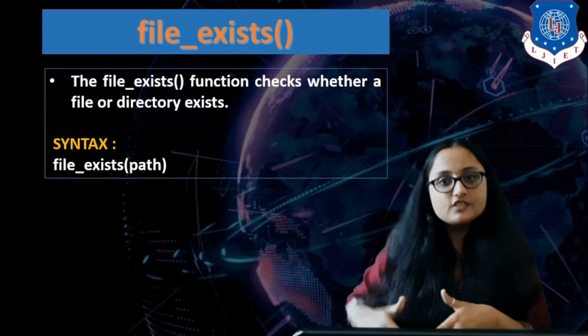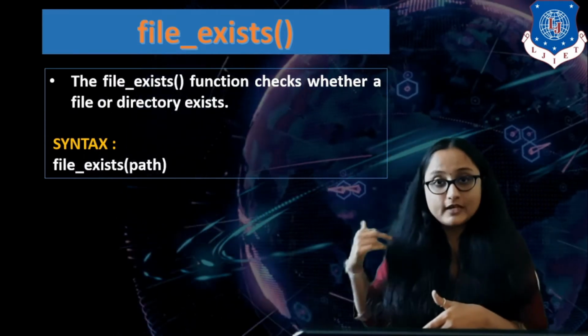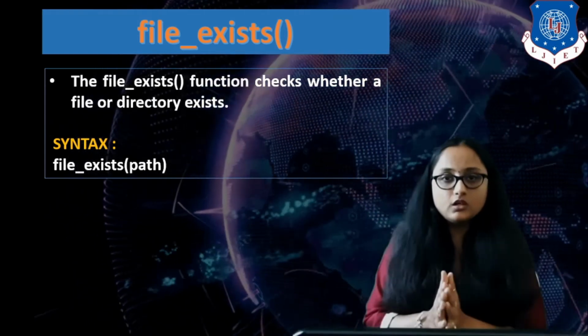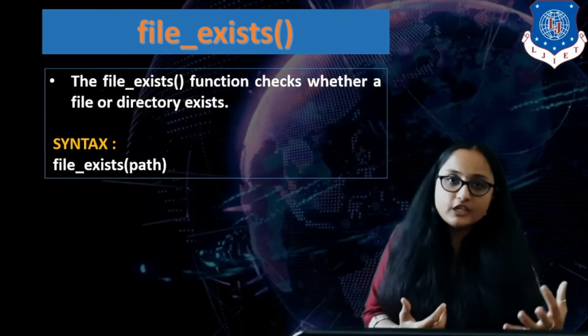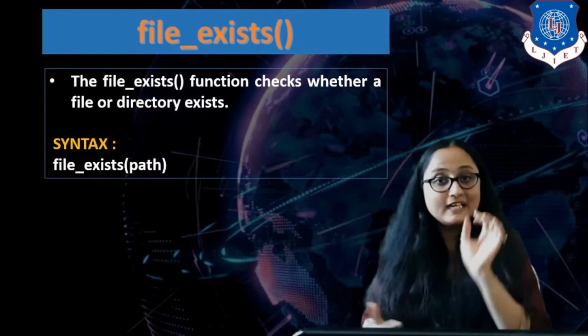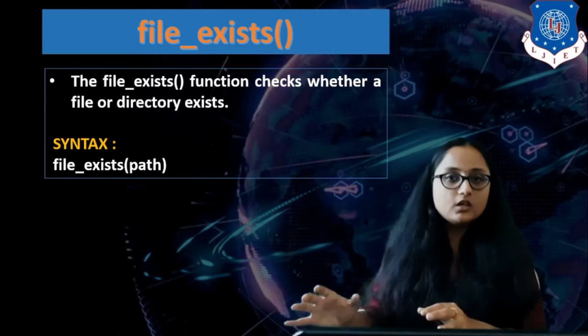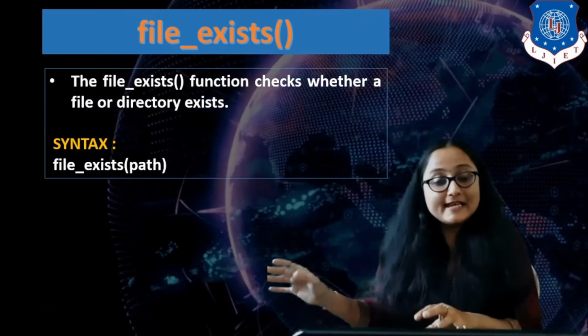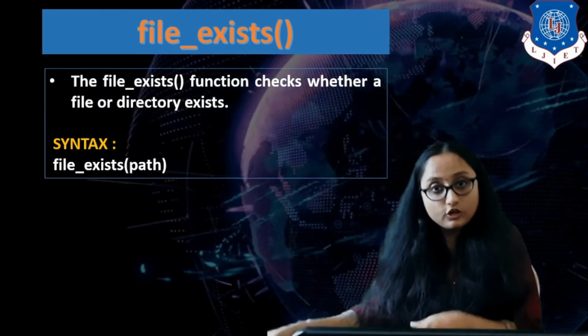You can check this using this function, that is file_exists. Inside that you have to pass the path. If you put this function in an if condition, you can generate an error message and tell the user whether the file which you are trying to upload exists in this particular path or not.